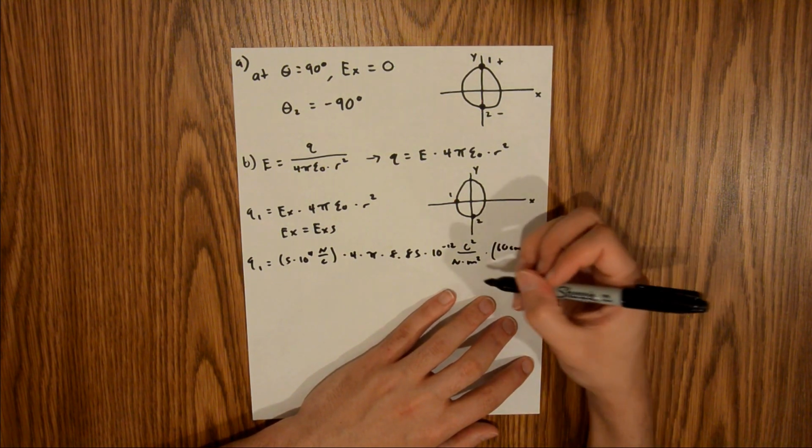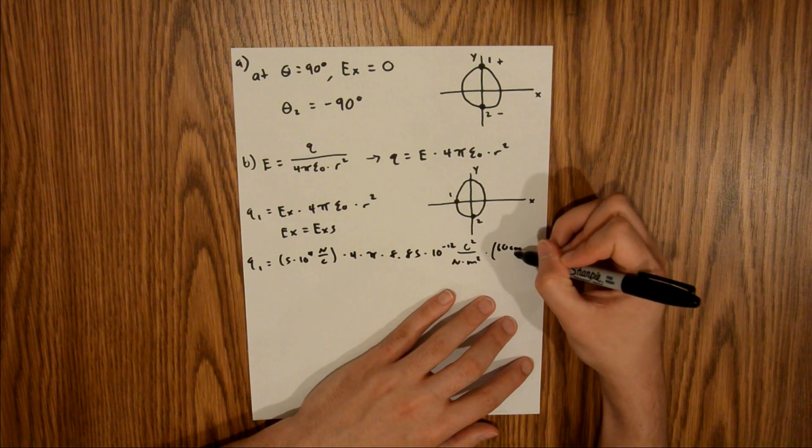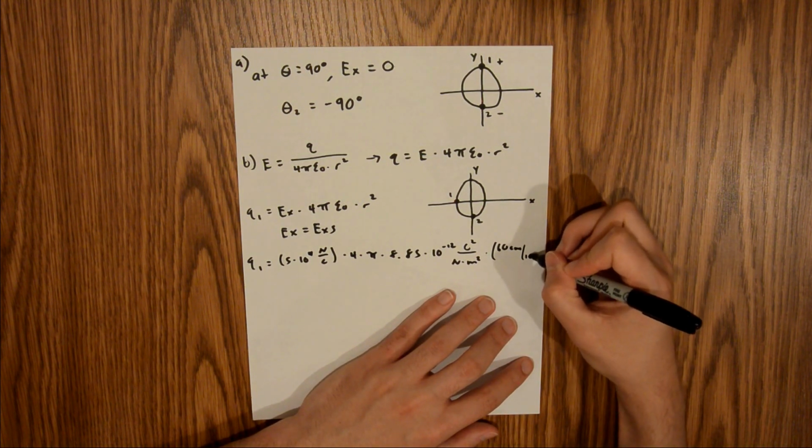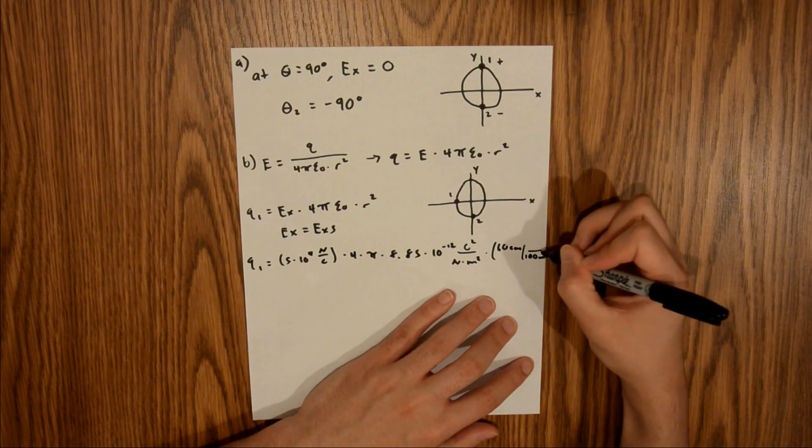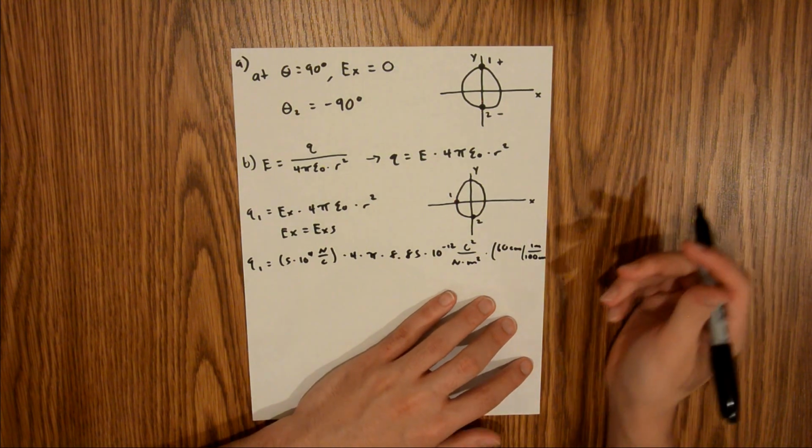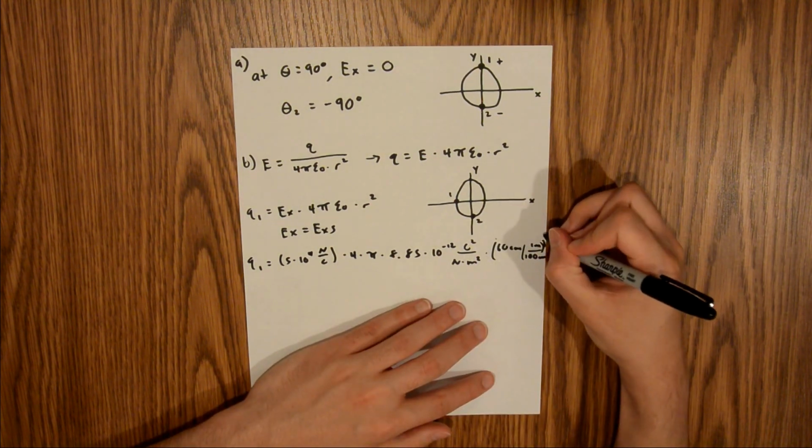The only issue with that is we have meters squared down here, so we need to convert this to meters, and we know that there are 100 centimeters in 1 meter. Sorry, that got a little cut off there. And now that entire radius term is squared.